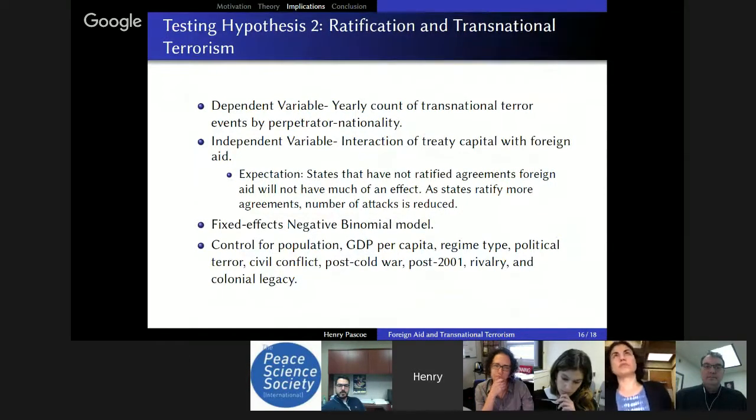So to test hypothesis 2, I use the independent variable, which is an interaction of treaty capital with foreign aid.